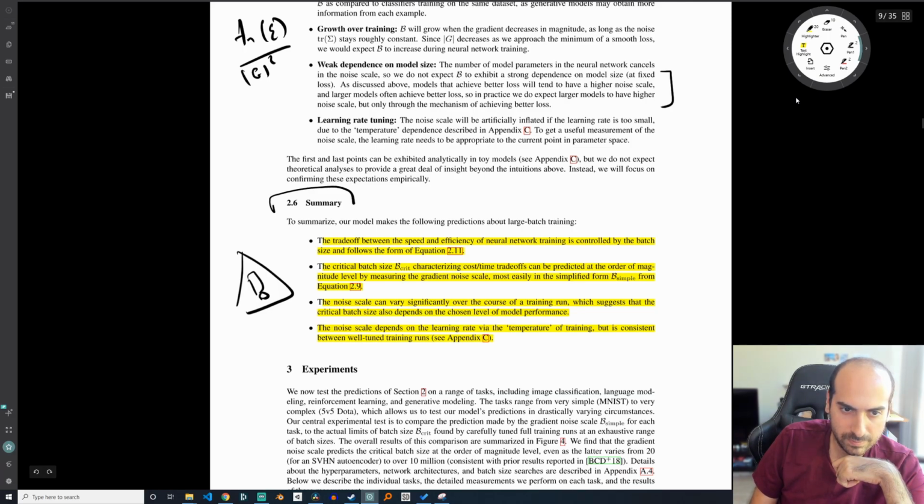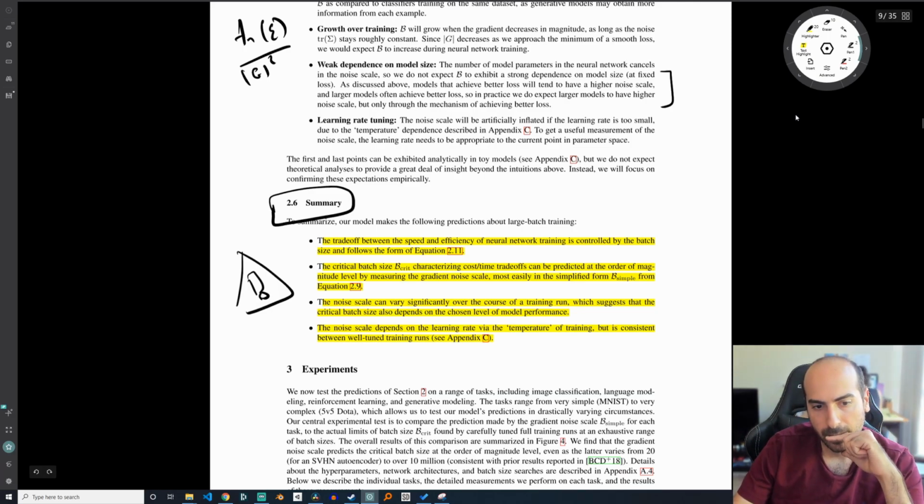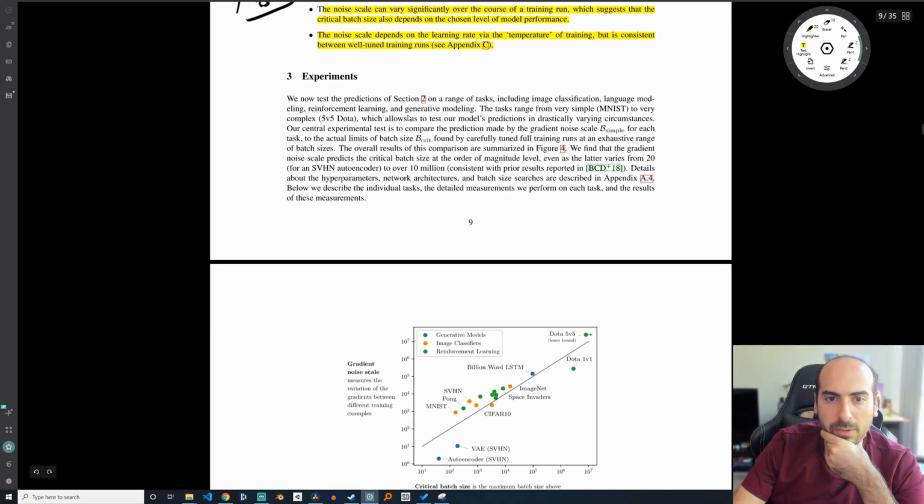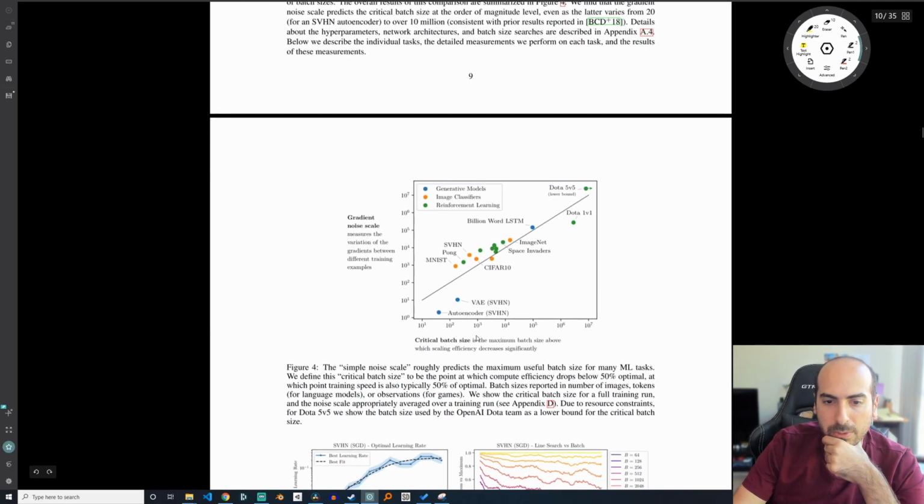All right. So now they do a whole bunch of experiments. The critical batch size is the point above which scaling efficiency decreases significantly.